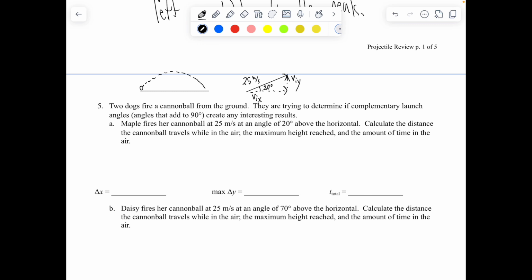We want to calculate that delta x. So right here, delta x is something we're solving for. We want to calculate that maximum delta y and the total time we spend in the air. Well, we always want to start off with our xy chart. So let's just draw that right in here.